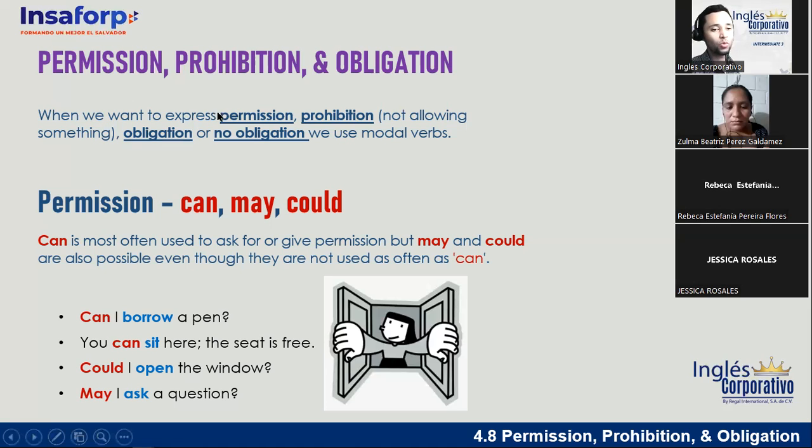So when we want to express permission, prohibition, that means not allowing something, obligation or no obligation, we use modal verbs. How so? Well, to express permission, we can use can, may, and could. Now, can is most often used to ask for or give permission. Es para pedir permiso, pero también para dar permiso. Muy importante. Again, can is most often used to ask for and give permission, but may and could are also possible, even though they are not used as often as can.